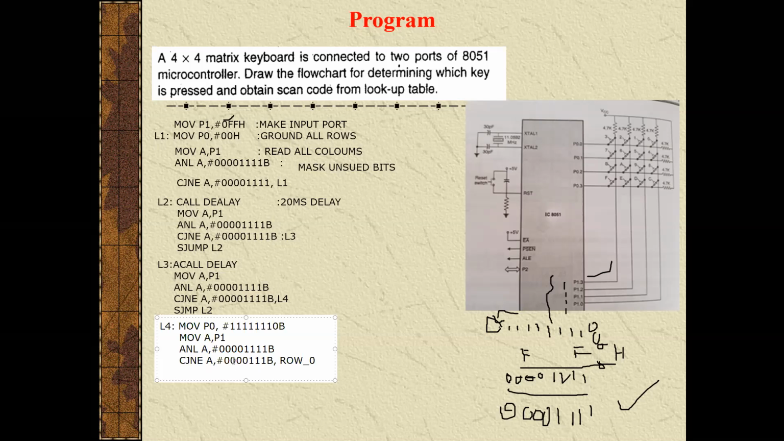If a key is pressed, definitely a change will occur, because only if any key is pressed will the execution of this loop start. So if these two are not the same, some key is pressed at this particular row. Then it will go to this label, row_0. If both are the same, there is no key pressed at that particular row, so it will check the next row. How will it check the next row? Here.